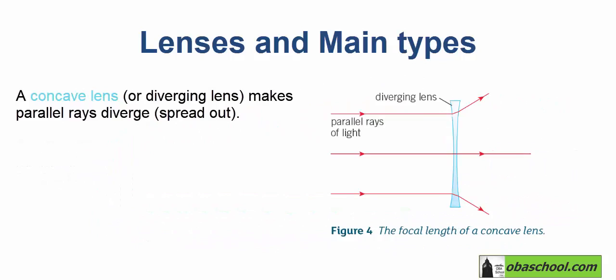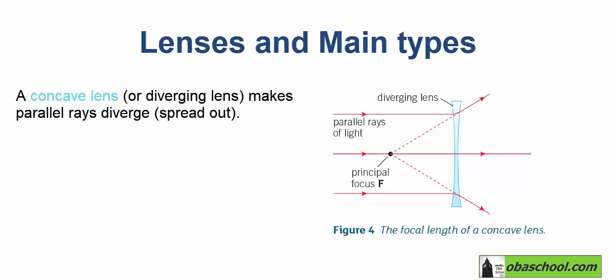A concave lens or diverging lens, the opposite of the convex lens, it makes parallel rays diverge, spread out. As you can see here in the figure, the parallel rays spread out, and the point where the rays appear to come from is the principal focus of the lens. The principal focus is where the rays that diverge meet. So they meet before the lens. So the principal focus is here.